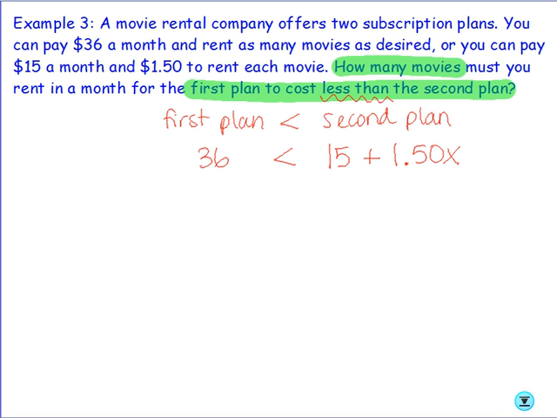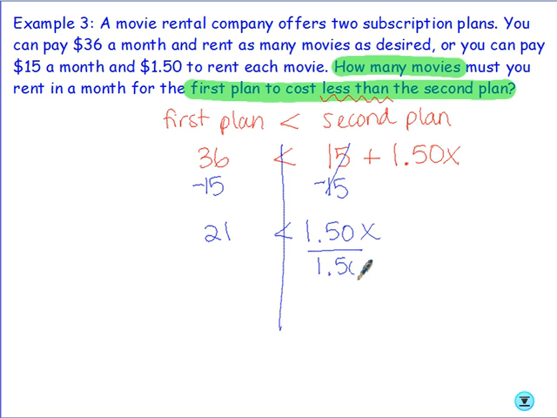So the first thing I need to do is move that 15. Let me put up my fence. 15 has got to go to the other side. I'm going to subtract 15 from both sides. That leaves me with 36 take away 15 is 21 less than 1.50x. Well, now I need to get x by itself. Divide by 1.50 on the right. Do the same on the left. That 21 divided by 1.50 is 14 less than, and we have x left.